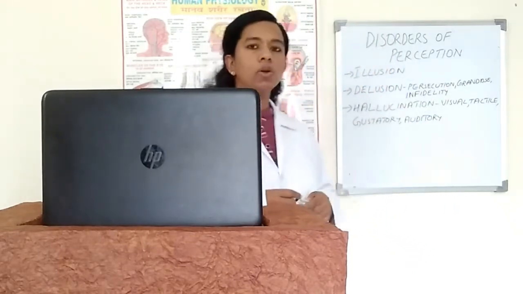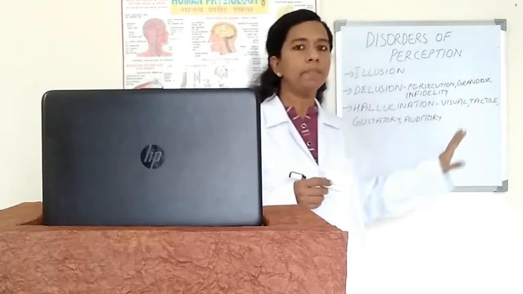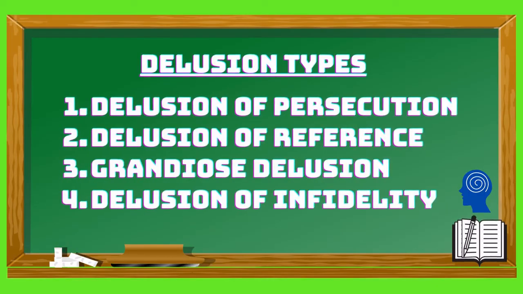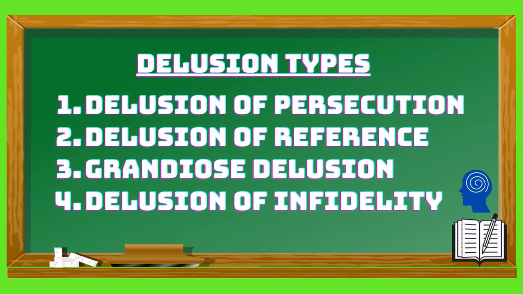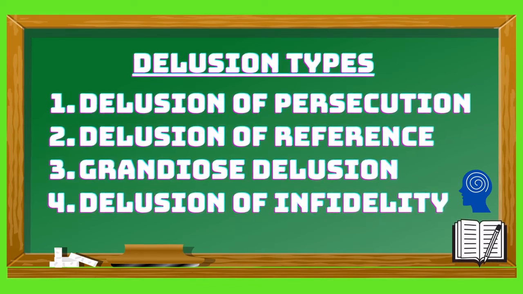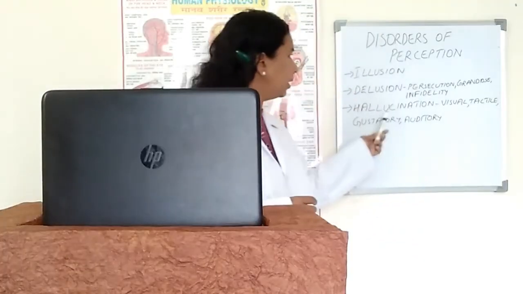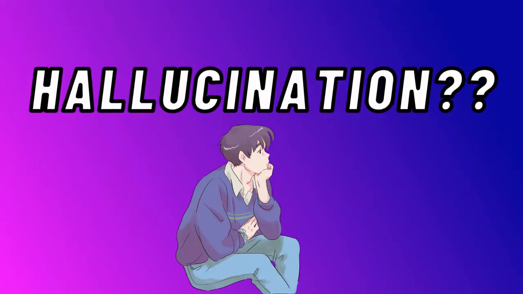So this is a delusion of infidelity. So these are some types of delusions, that is false unshakable beliefs. The delusion of persecution and grandiose delusion you can usually see in schizophrenia, one type of psychiatric disorder which is very serious. Another word that is a disorder of perception is hallucination.